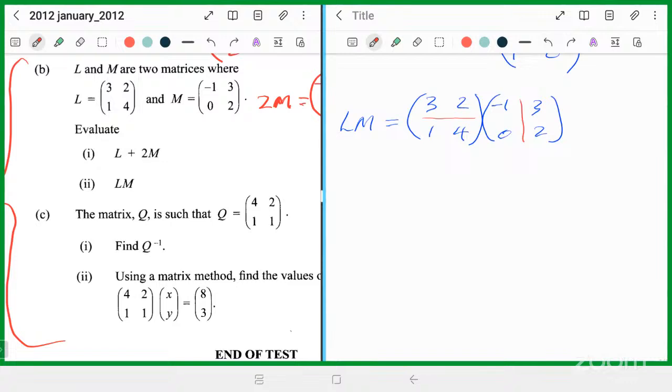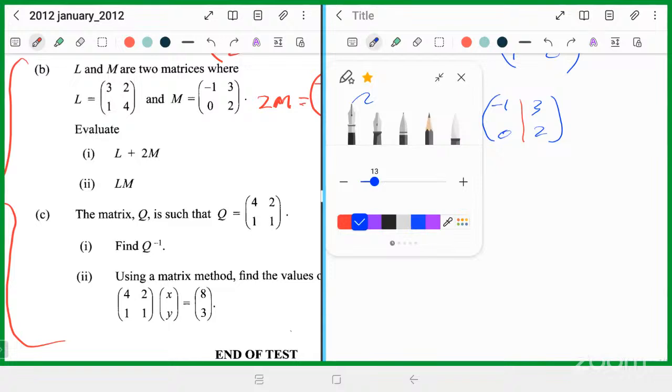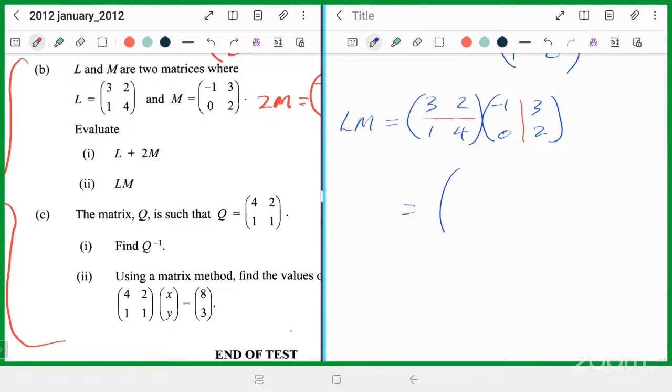That I'm using these two columns. All right? And the resulting matrix is going to be a 2 by 2 matrix with 4 values.